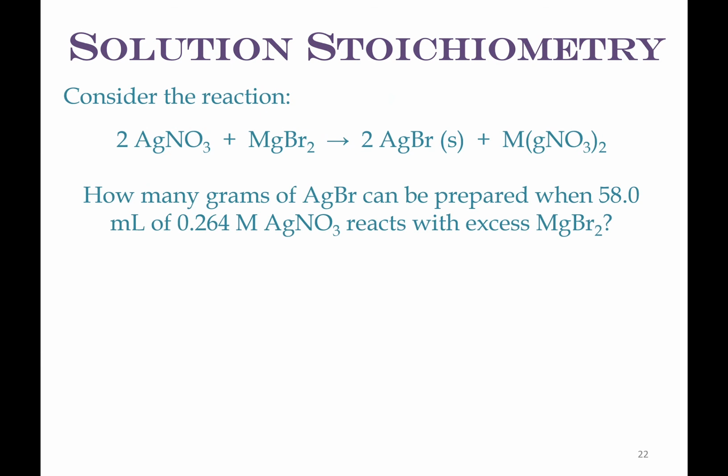How many grams of silver bromide can be prepared when 58.0 milliliters of 0.264 molar silver nitrate reacts with excess magnesium bromide? So give it a try. If you haven't done it, pause it and try it. This is not a new one. We've done one just like it, the first problem we did. So 58.0 milliliters of silver nitrate.